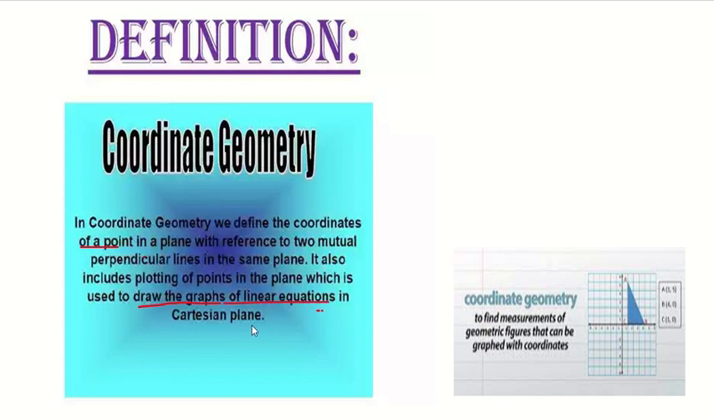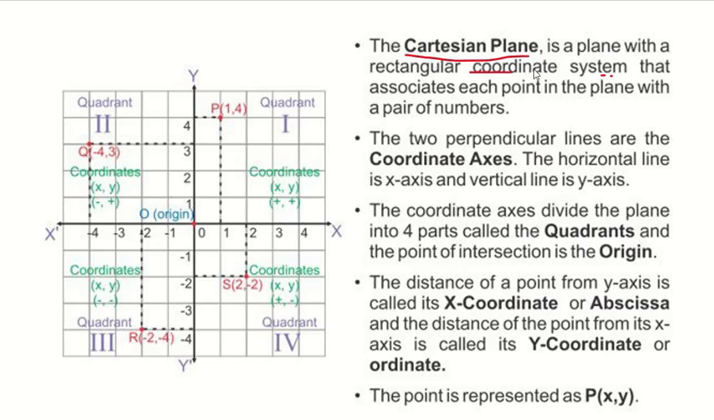So already we discussed how to draw the graph, right? For a linear equation, what kind of graph will you get? Yes, obviously you're right. It's a straight line. So what is coordinate geometry? It is finding the measurement of the geometric figures that can be graphed with the coordinates. So whatever we are doing on the Cartesian plane, if you are finding the measurement of any geometrical object, you will say it is coordinate geometry. So let us try to understand the basic terminologies in coordinate geometry.